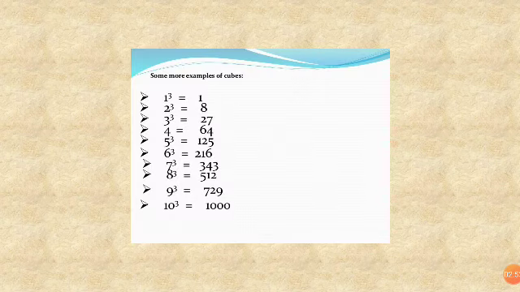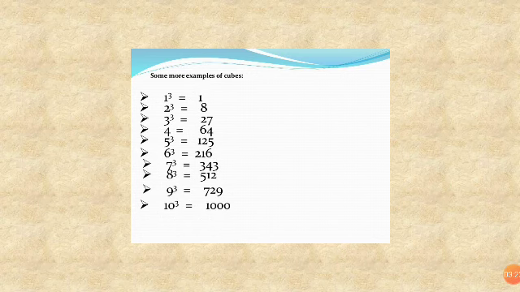1 cubed equals 1. 2 cubed equals 8. 3 cubed equals 27. 4 cubed equals 64. So 4 into 4 into 4: 4 4s are 16, 16 4s are 64. 5 cubed equals 125. So 5 into 5 into 5: 5 5s are 25, 25 5s are 125. 6 cubed equals 216. 7 cubed equals 343. 8 cubed equals 512. 9 cubed equals 729.